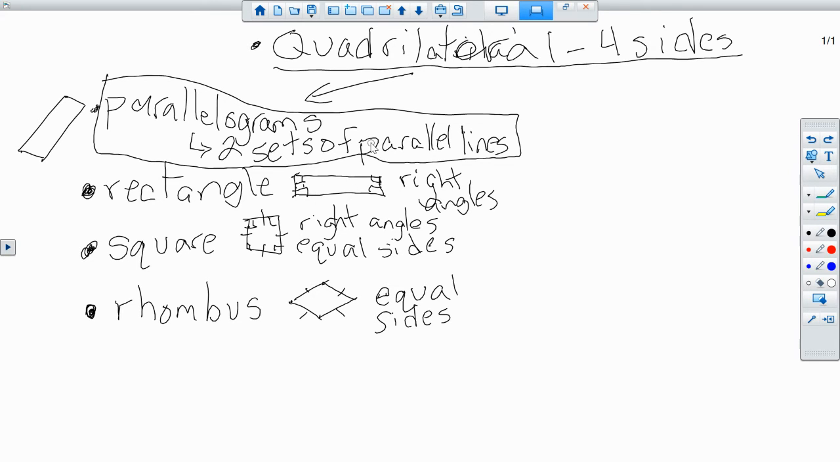So in order for it to be a rectangle, it has to have specific characteristics or attributes. So a rectangle has to have two sets of parallel lines, and it has to have four right angles. Remember, you should be writing this down.